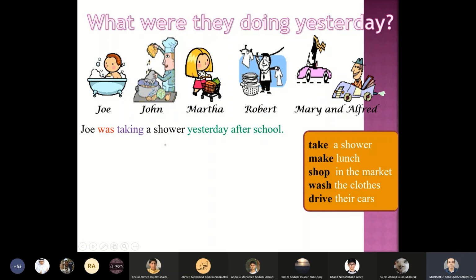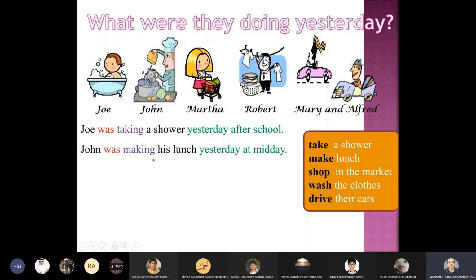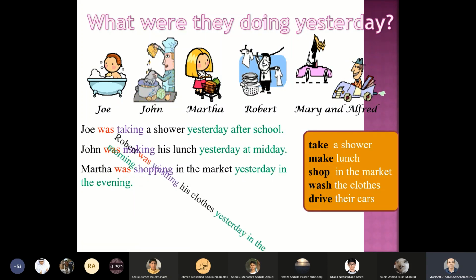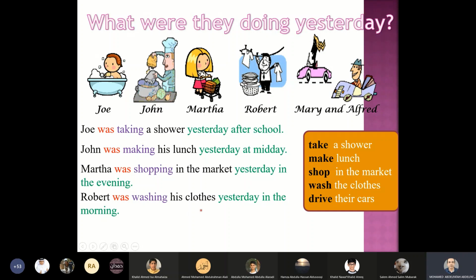So what about John? What was John doing yesterday? John was making his lunch yesterday at midday. What about Martha? What was Martha doing yesterday? Martha was shopping in the market yesterday in the evening. And let's go to Robert. What was Robert doing yesterday? Robert was washing his clothes yesterday in the morning.